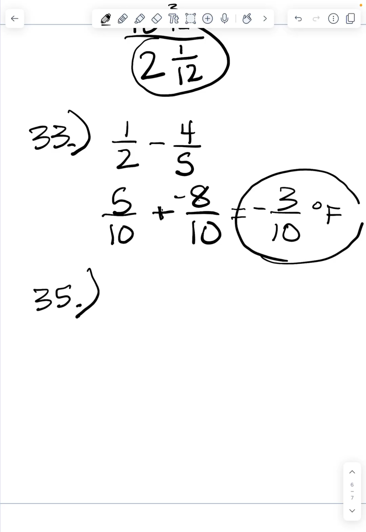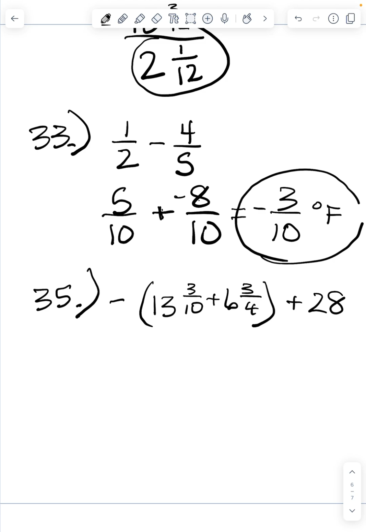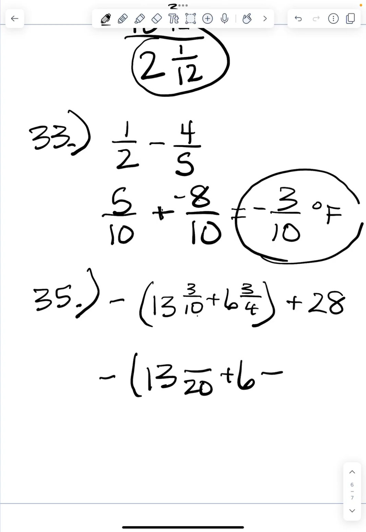Number 35. The opposite of 13 and 3/10 plus 6 and 3/4 plus 28. Okay, let's do the inside of the parentheses first. Common denominator here is going to be 20. So again, I always like to set myself up with where I'm headed. Don't forget anything. And then we're going to do times 2, which means this is going to be 6.